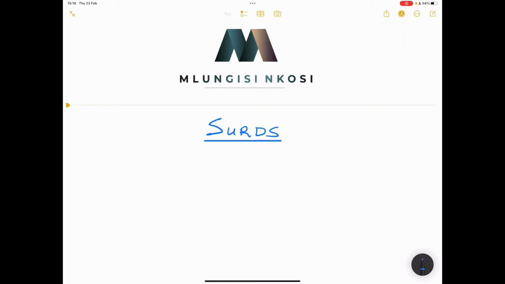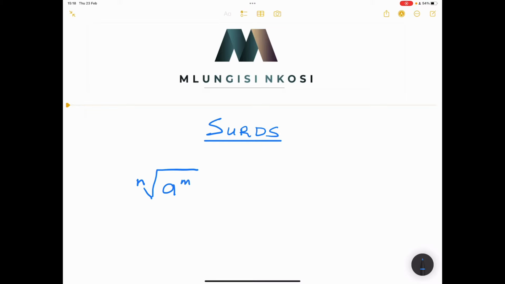Right, now, first of all, let's just talk about surds, or otherwise, as I said, we call them rational exponents. What is a surd? Essentially, it's when we have the nth root of anything, and we cannot actually simplify it to a whole number, right?